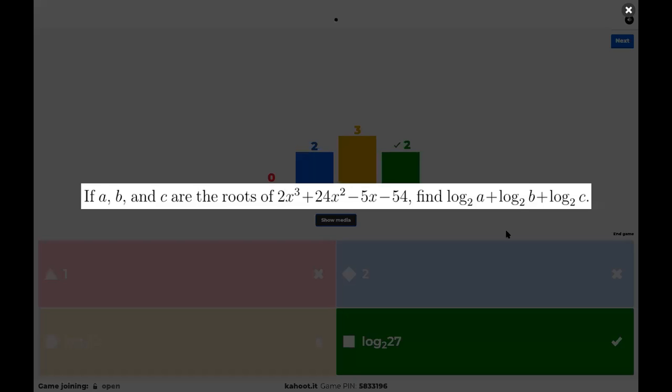Right, so if you have a sum of logarithms, you can multiply the things inside together. So it's log 2 ABC. And then using Vieta's, we can find out ABC by just doing negative 54/2, which is 27. So the answer is log base 2 of 27.